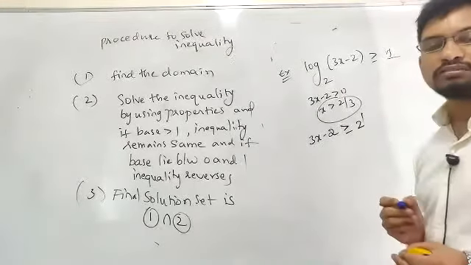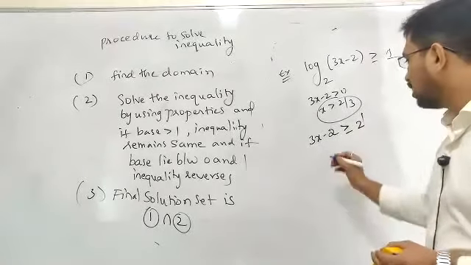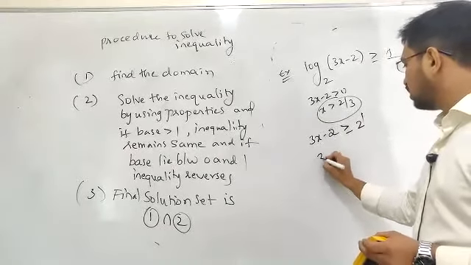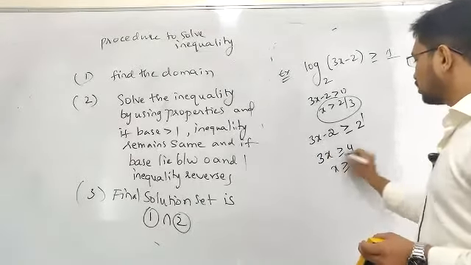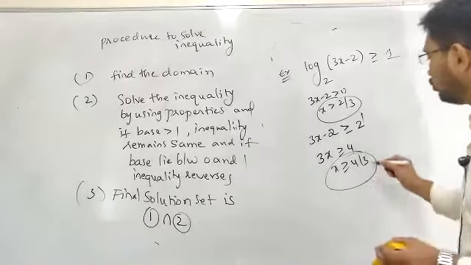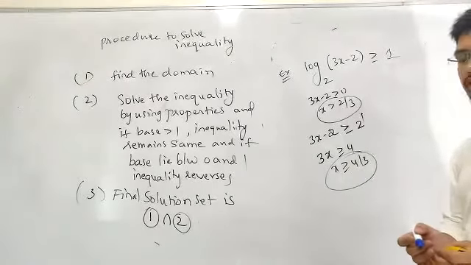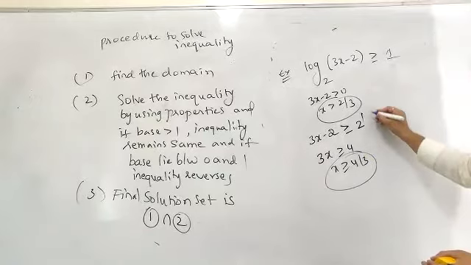So finally you get 3x is greater than or equal to 4, so x is greater than or equal to 4 by 3. This is what you'll be getting. The final solution set will be the intersection of these two results.